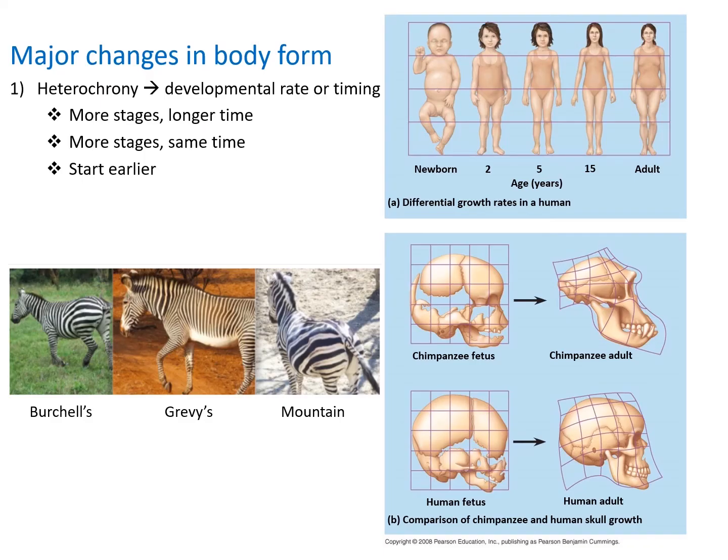So as we take a look at the rise and fall of animals, what I want to talk about now with you guys is looking at the development and the timing. When we take a look at the changes in body form, one of the first things I want to take a look at is what we call heterochrony. Hetero refers to different, chrony refers to timing. So the developmental rate or the timing of the development can vary from species to species. So you can have more of a particular stage, it could take longer to get there, more stages but at the same rate, or you could actually even start earlier.